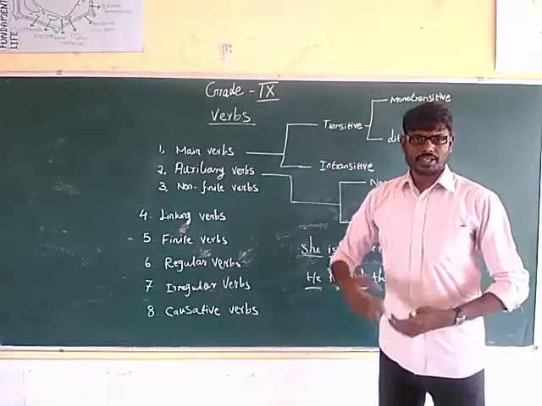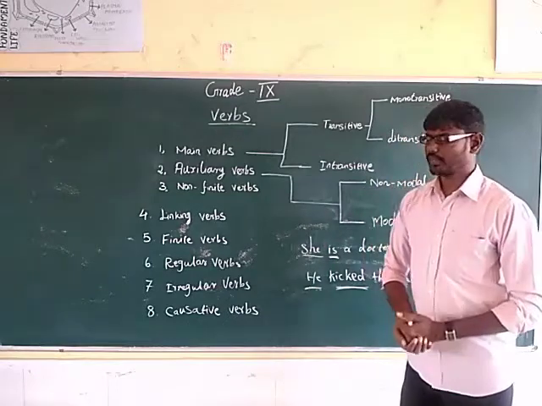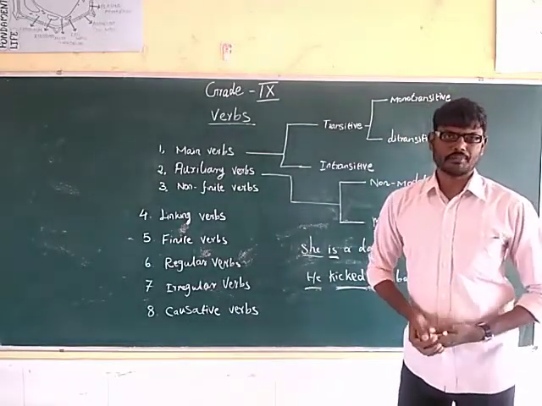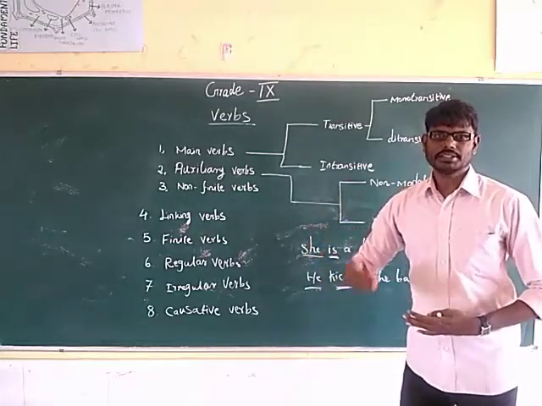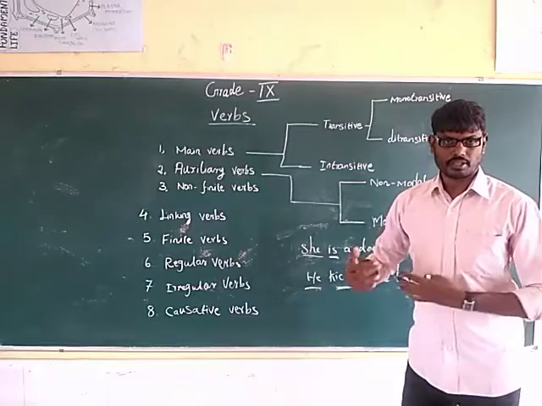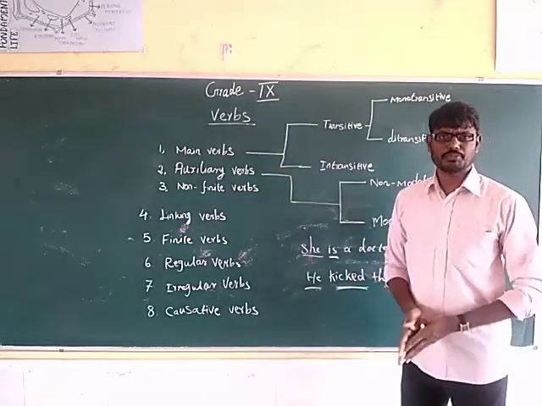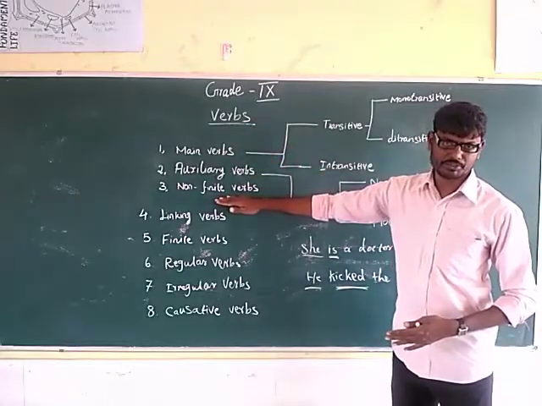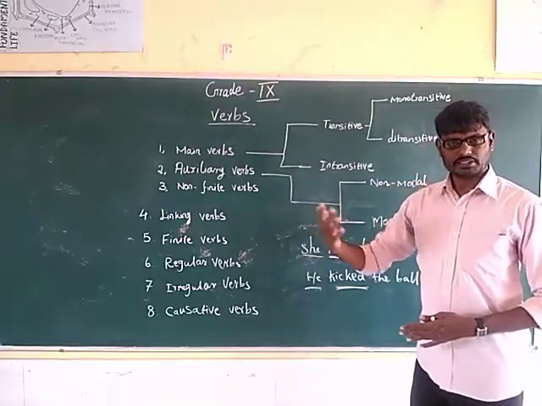Verbs that refer to an action or state of being are called verbs. What is a verb? Verbs that refer to an action or state of being are called verbs. There are different types of verbs. Majorly, main verbs, auxiliary verbs, and non-finite verbs. First, let us understand what a verb is. A verb is an action or state of being.